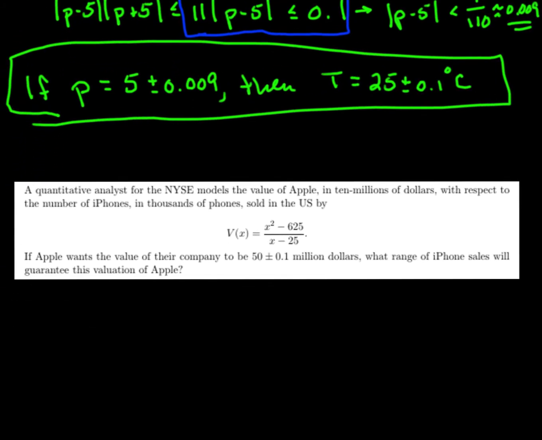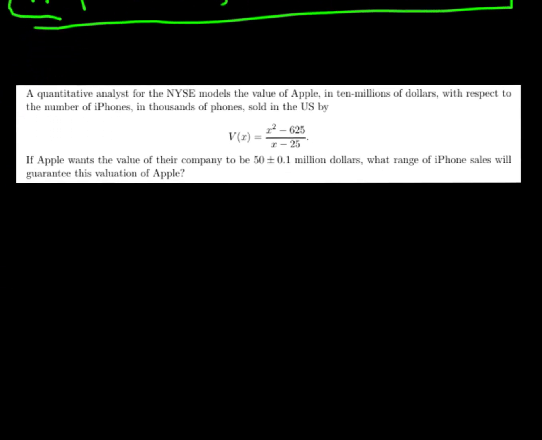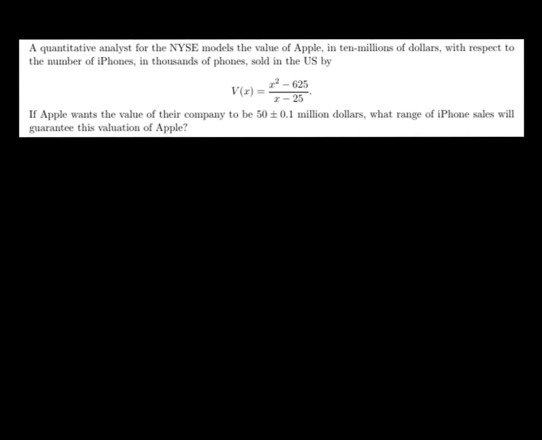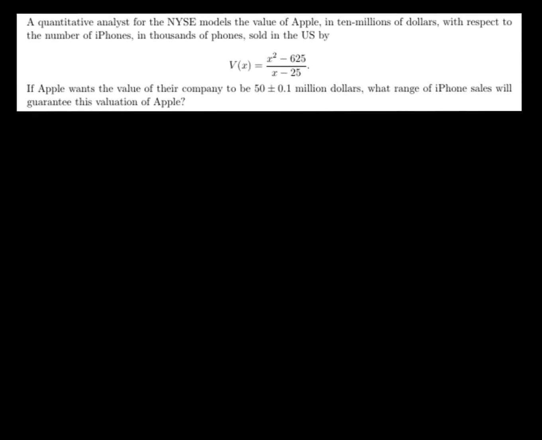In this example, let's say that a quantitative analyst for the New York Stock Exchange models the value of Apple in tens of millions of dollars with respect to the number of iPhones, in thousands of phones, sold in the US by this function. The value is equal to x squared minus 625 divided by x minus 25, where x is the number of cell phones sold. So let's say that Apple wants the value of their company to be 50 plus or minus $0.01 million.